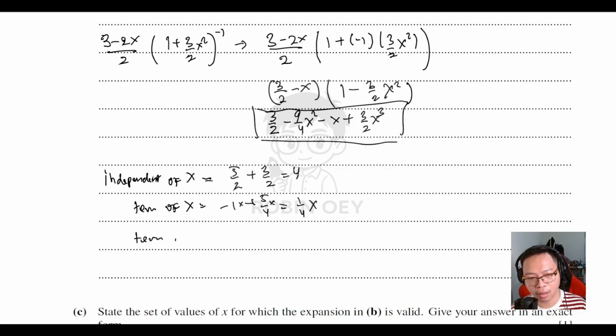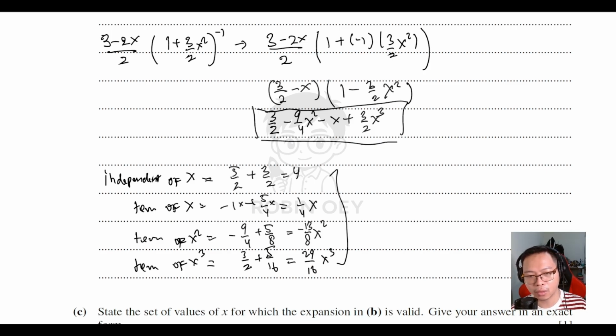So term of x squared, we have negative 9 over 4 plus 5 over 8. So that would be negative 13 over 8x squared. And then the last one, term of x cubed, that would be 3 over 2 plus 5 over 16 equals 29 over 16x cubed. So the final answer would be 4 plus 1/4 x, negative 13 over 8x squared plus 29 over 16x cubed. Okay.